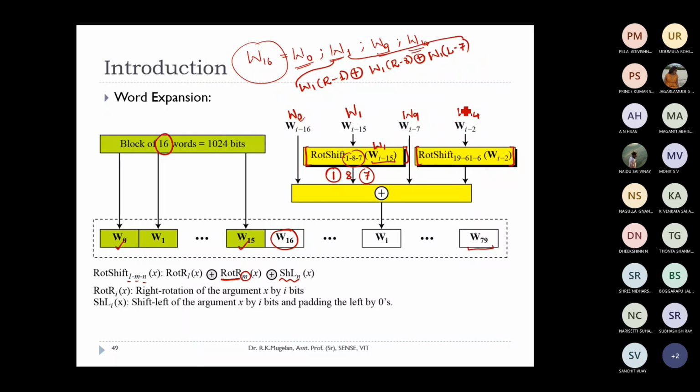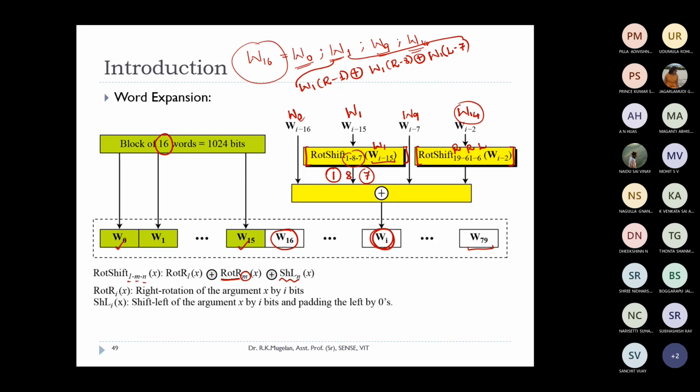Similarly, if you go with the next, W14, last word, first, this is a right shift of 19 bits, XOR with right shift of 61 bits, and left shift of 6 bits. So all these things once manipulated, then I'll be XORing all these values and I'll be producing the final word here. Is it clear, guys, regarding this word expansion process?